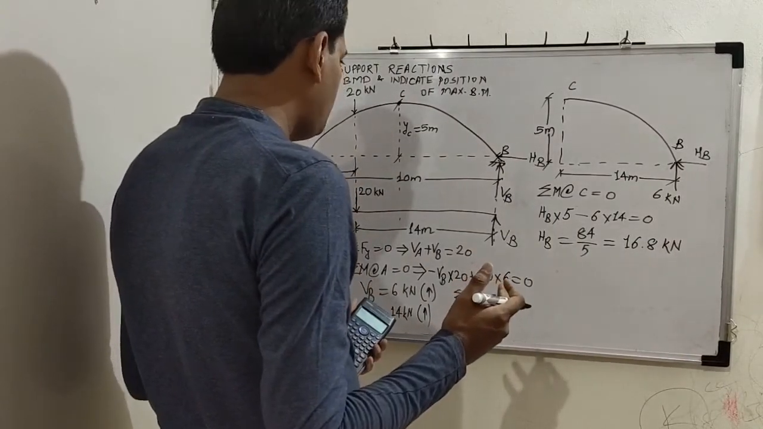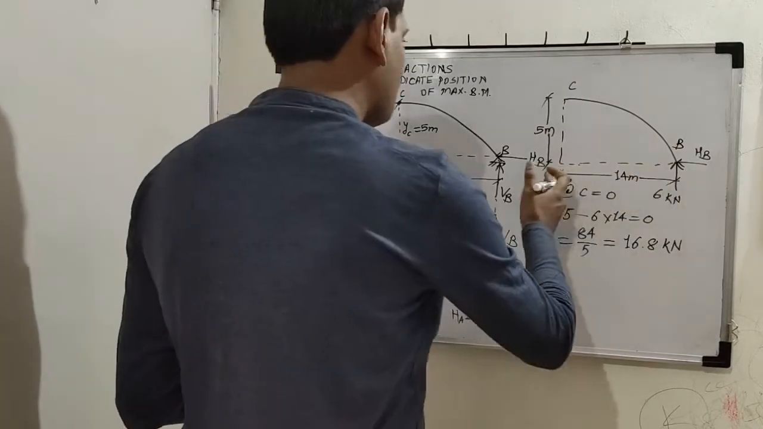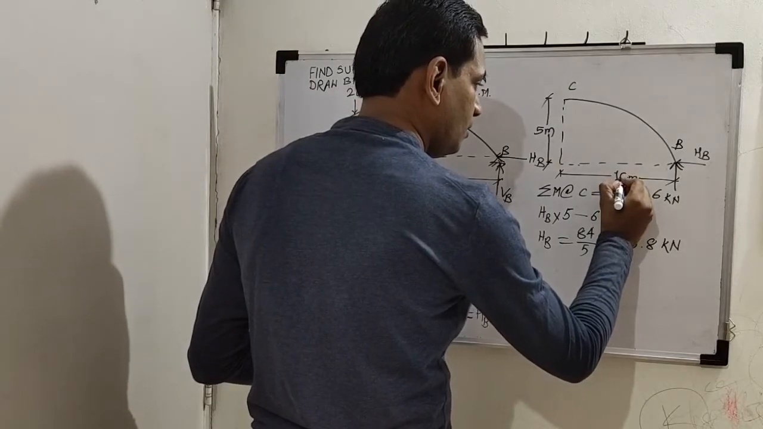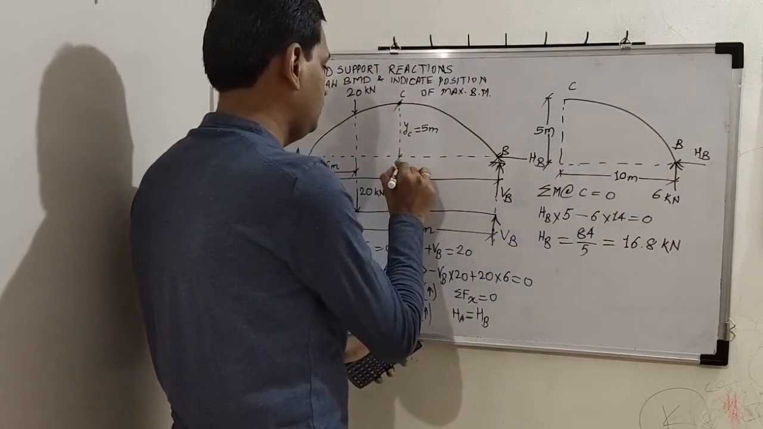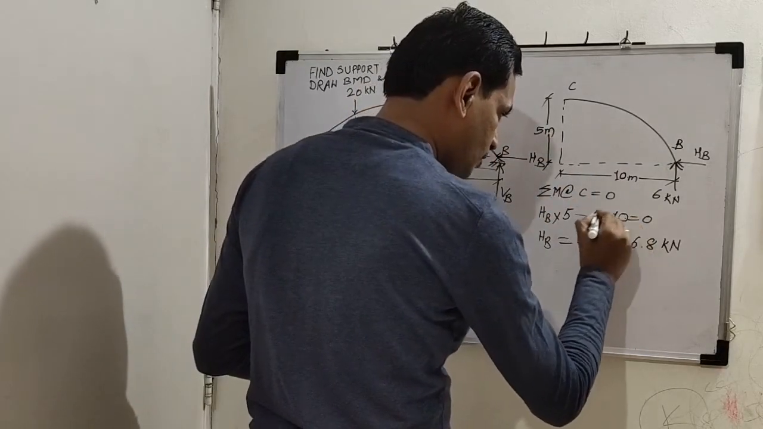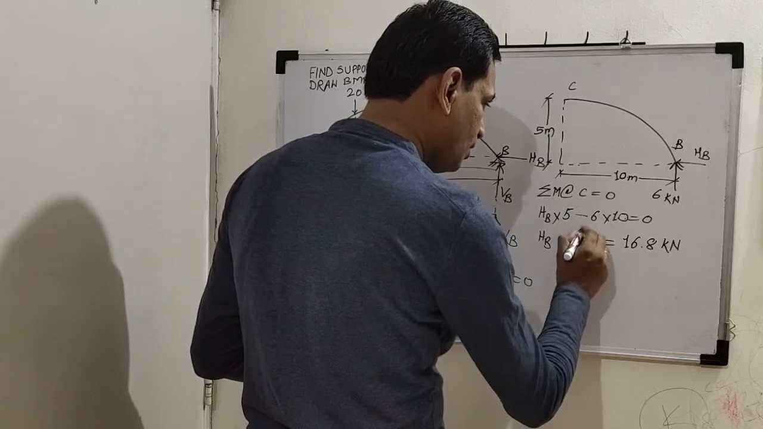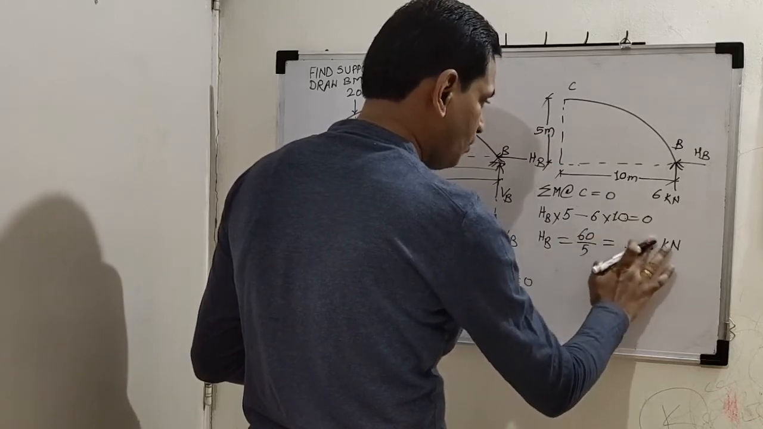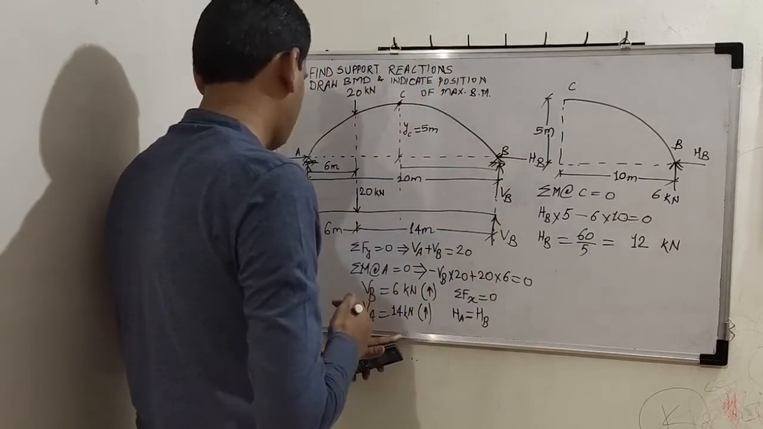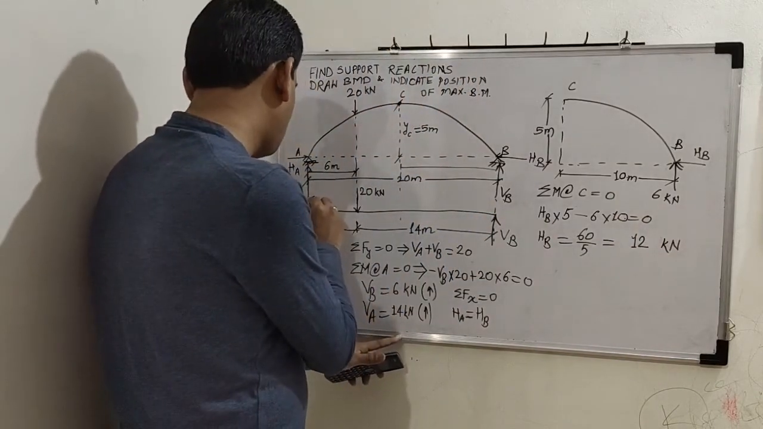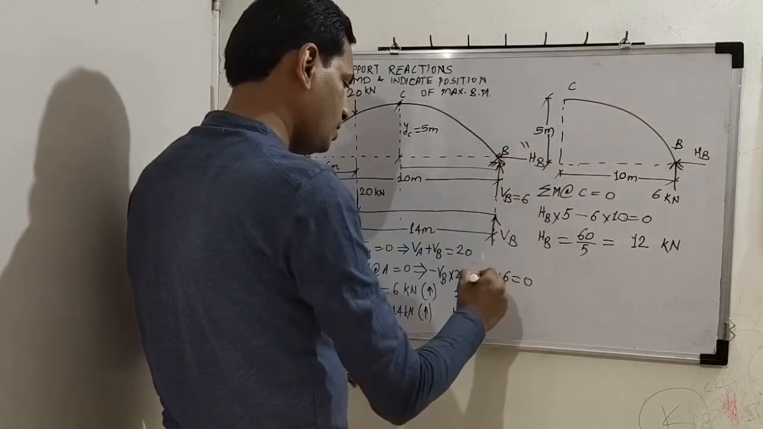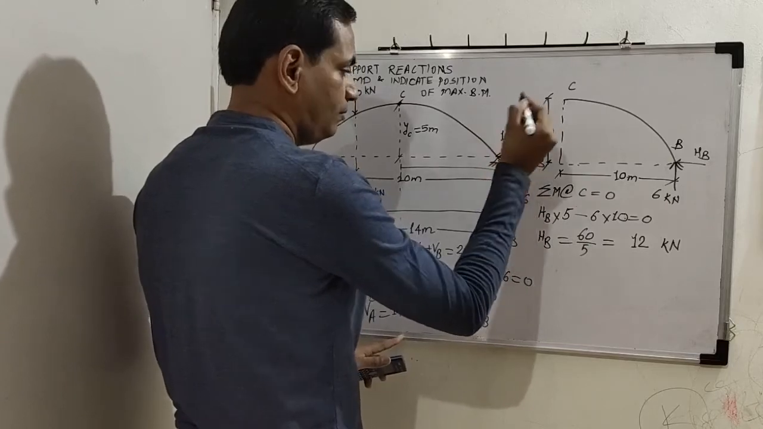So there is one mistake. This distance is not 14, this is 10. Okay. This is 10 up to this. Okay. So this 14 is not there, it is 10. So 10 into 6, 60. 60 upon 5 is 12. It is not 16.8. Okay. So HB is 12. So VA 14, VB 6, HA or HB 12. Fine.